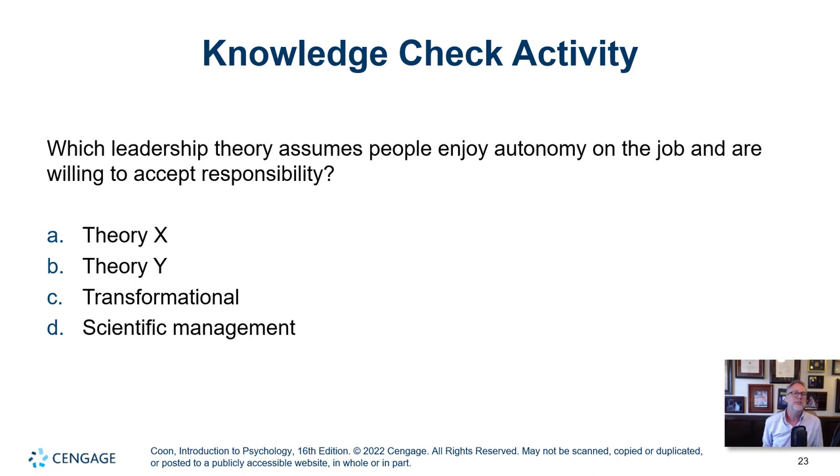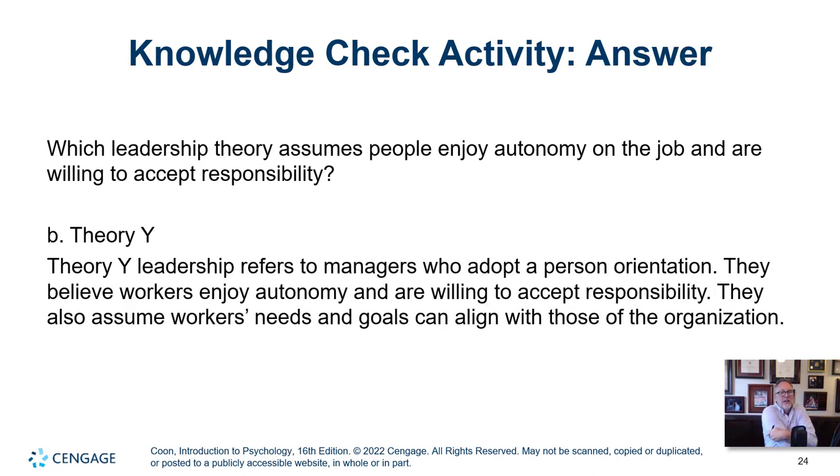Which leadership theory assumes people enjoy autonomy on the job and are willing to accept responsibility? So theory X again was, do you remember that, Frederick Taylor? That was the get the job done, the employees don't care or whatever. But theory Y actually does say that leadership refers to managers who adopt this person orientation. They want to achieve great goals.